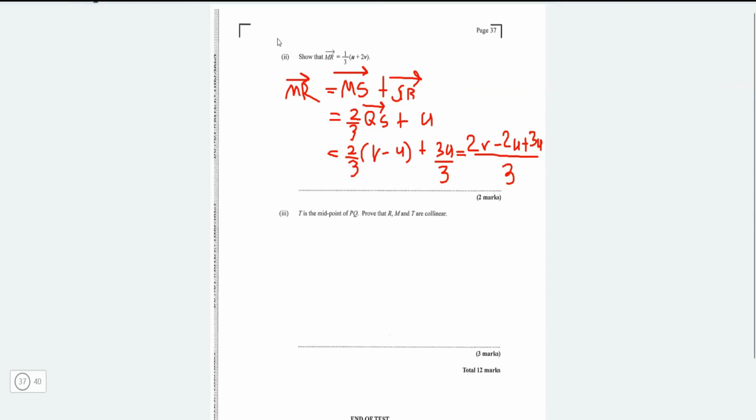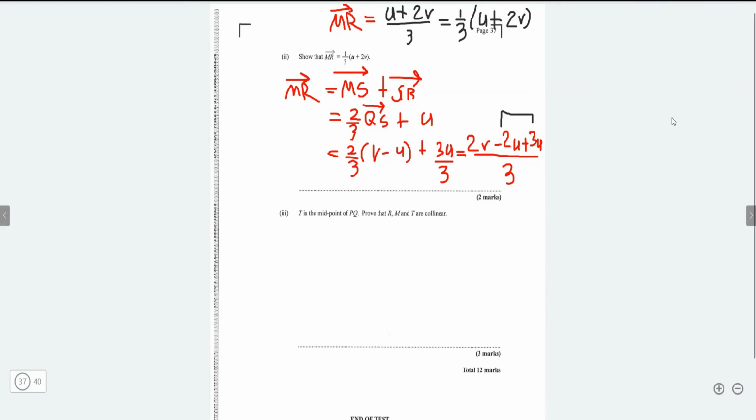So finishing it off, MR ends up equal to 2V minus 2U plus 3U. Minus 2U plus 3U, when I add these two, I just get U. So I end up with U plus 2V, divided by 3. I can then factor out 1/3, getting 1/3 of U plus 2V. And that's it. Easy.